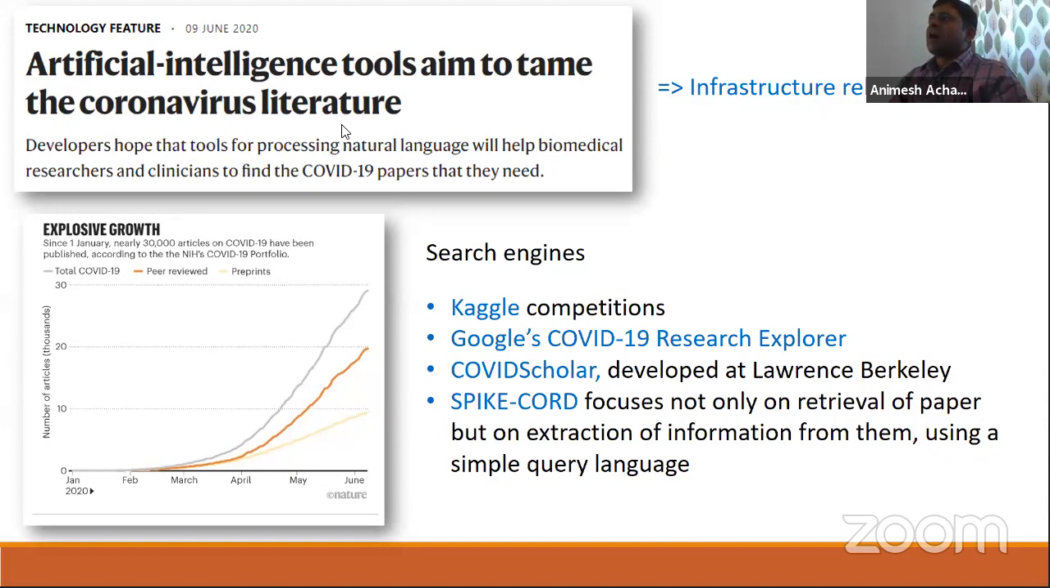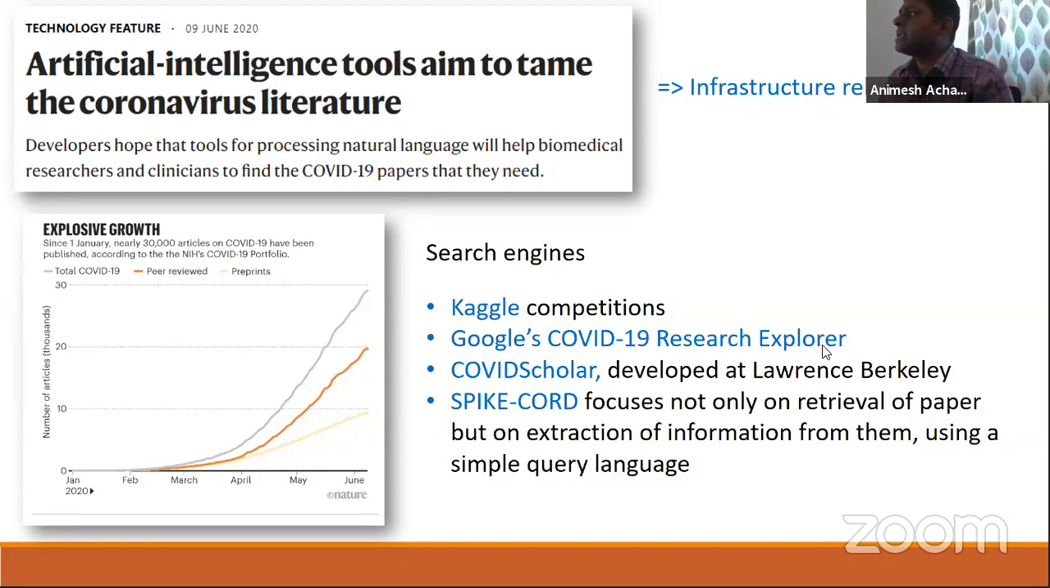Yeah. Now, if you read this paper on artificial intelligence, they're talking about what people did. Kaggle, they made Kaggle competitions for COVID-19. Google COVID-19 Research Explorer even. Okay, they made it. COVID Scholar, developed at Lawrence Berkeley in California. Okay, Spike Code focuses not only on the retrieval of papers, but extraction of information from them using a simple query language. Simple query, maybe SQL, and in the backend there are quite Oracle and different others, but just to make use of the other people. So this is one of the examples I want to give for infrastructure.